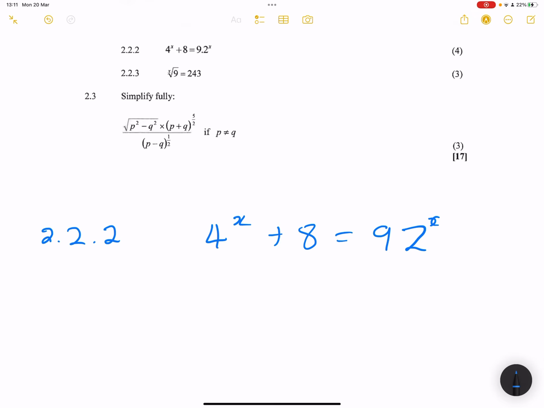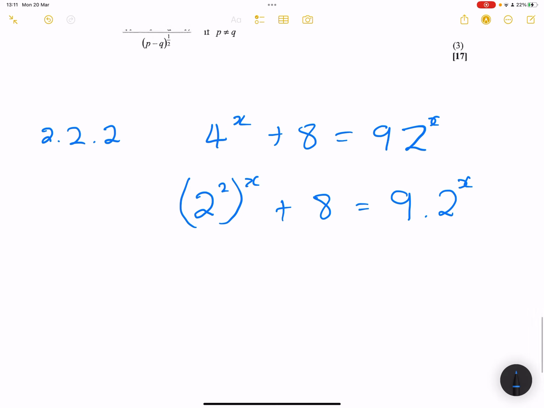So how can we change this? I'm going to try and change it to exponents with the same base. So we have 2 squared, raised to the exponent x plus 8. I'm going to leave that as 8. This is 9 times 2 to the exponent x. And all I'm simply going to do is, let's say, this is 2 to the 2x plus 8, which is equal to 9 times 2 raised to the exponent x.